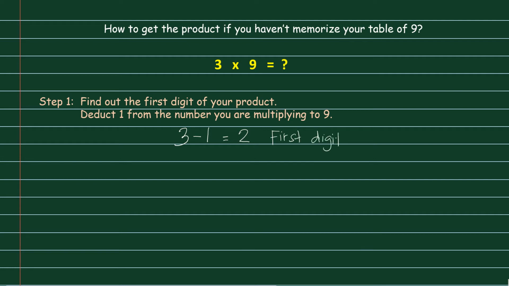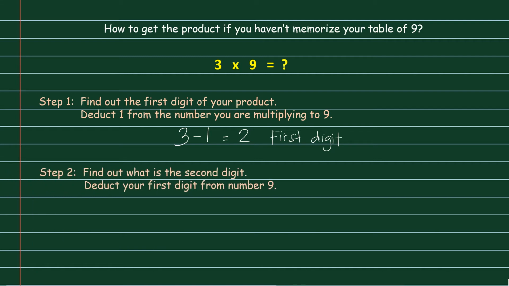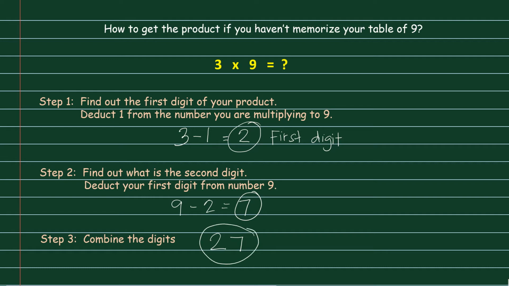Okay? Next, let's do step 2. Find out the second digit. Deduct your first digit from number 9. Ano ulit ang first digit natin? It's 2. Deduct daw natin yan sa number 9. So, 9 minus 2 equals 7. So, step 3, combine the digits. So, our first digit is 2. Then, our second digit is 7. So, the answer of 3 times 9 is 27.